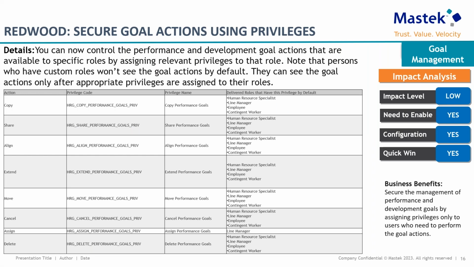The very first update from 24C in talent management is to secure the goal actions using privileges. So now, for all the goal actions available for the employees to perform, each can now be individually controlled from privileges. So if admins decide to remove the copy, share, align, extend, move, cancel, any actions on the goal from a specific role, the same can be done using their individual privileges. By default, it is available in the seeded roles. So if you want to configure it specifically, then yes, a configuration would be required and you have to remove them from your custom roles.